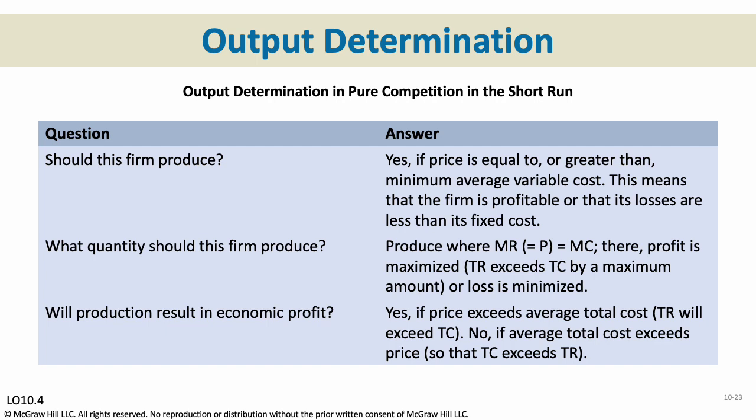Will it result in profit? Well, yes, if price exceeds average total cost. That would mean your overall revenue would exceed overall costs. No, if average total cost exceeds price, so that total cost exceeds revenue. So in this case, once again, as long as your total revenue is exceeding total cost, or price is greater than your average total cost, you're going to make something. If not, you're going to lose.